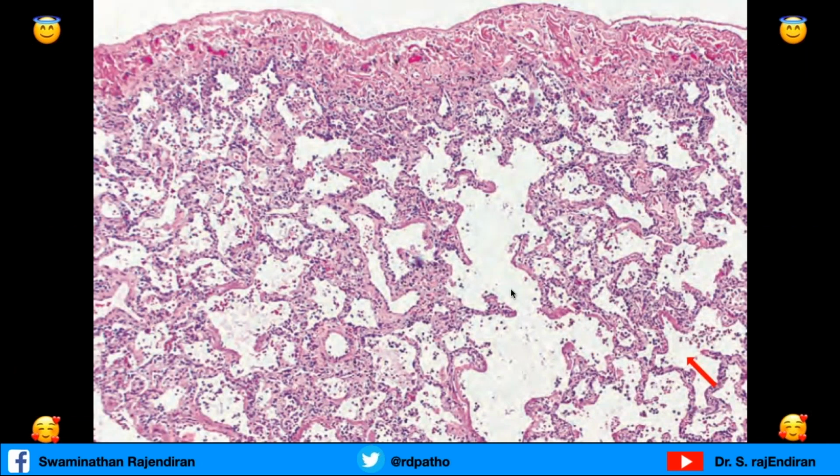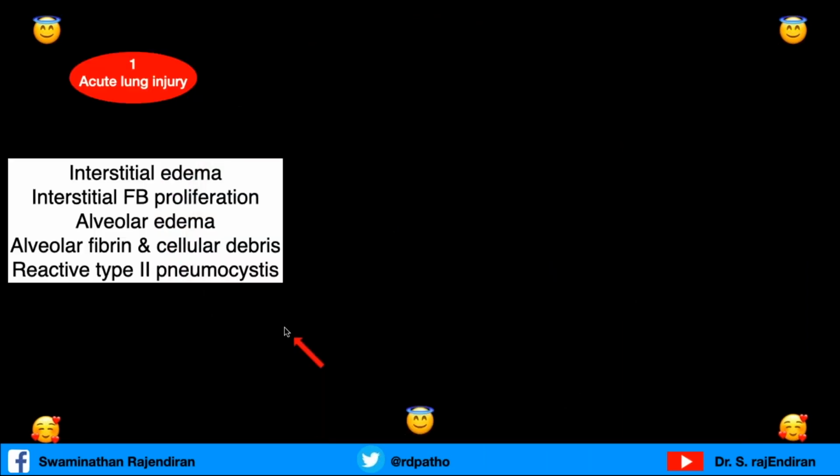So this is the lung tissue where the septa is slightly edematous and some inflammatory cells are there, and some fluid is there in the alveoli, some cellular infiltrate is in the alveoli, but there is no fibrosis. So this is known as acute lung injury pattern, which is pink in color, and this is characterized by interstitial edema, interstitial fibroblast proliferation, alveolar edema, alveolar fibrin and cellular debris, and reactive type 2 pneumocytosis. And otherwise this is known as diffuse alveolar damage.